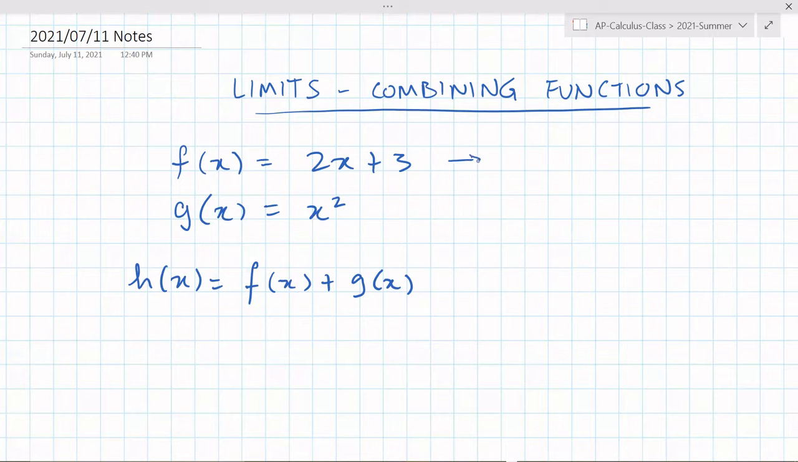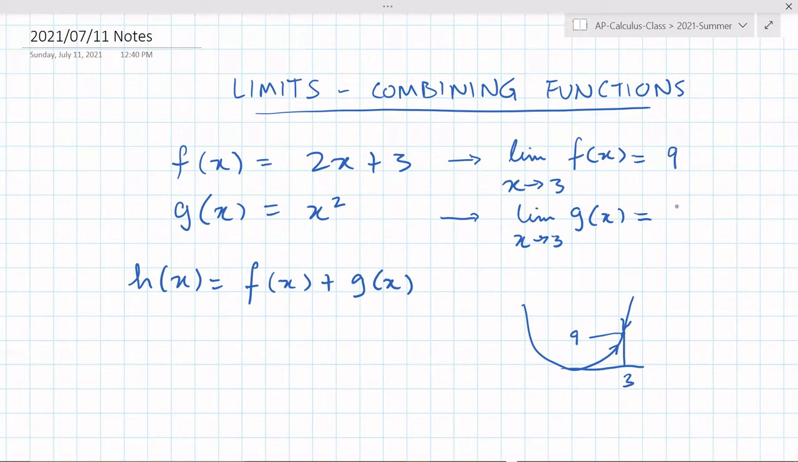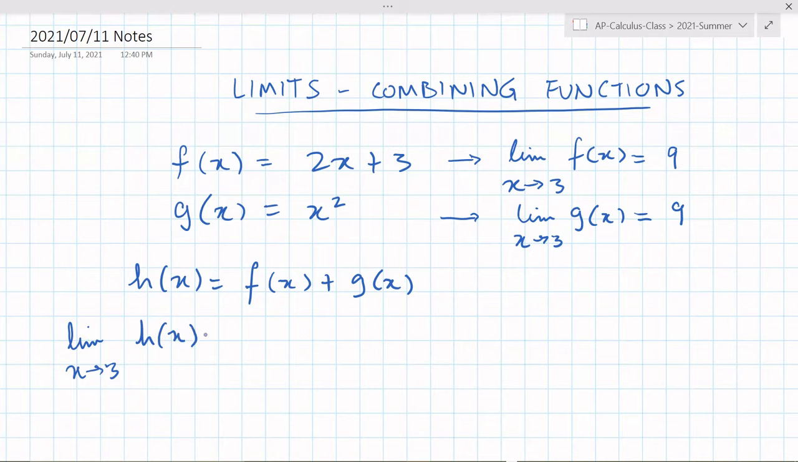So for example, I know the limit as x approaches 3 of f of x, and what is this limit at 3? 9 again, right? I want to find this limit as x approaches 3 of h of x. So now there are some results that we will go over.